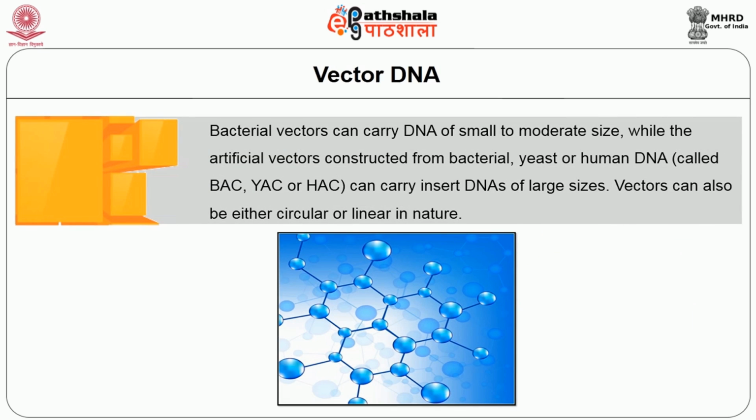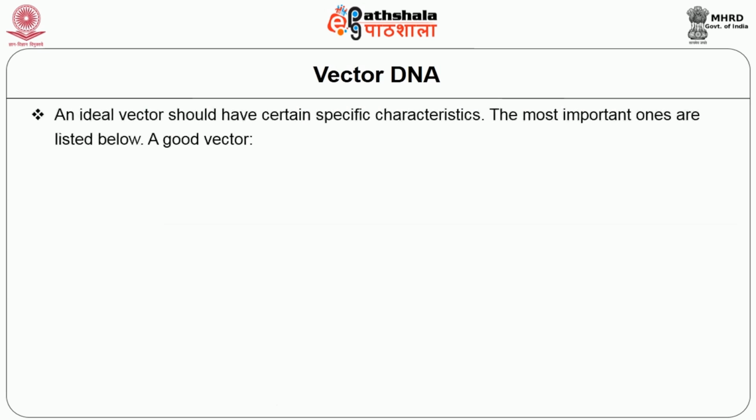Bacterial vectors can carry DNA of small to moderate size, while the artificial vectors constructed from bacterial, yeast or human DNA can carry insert DNAs of large sizes. Vectors can either be circular or linear in nature. An ideal vector should have certain specific characteristics. We will now list the most important ones.